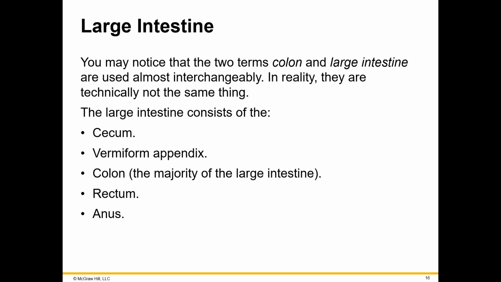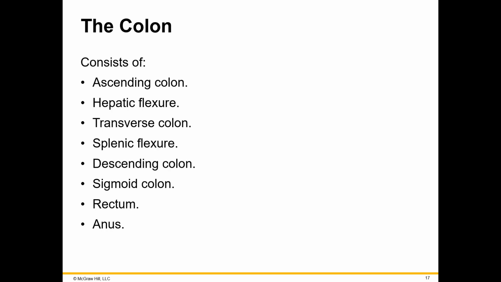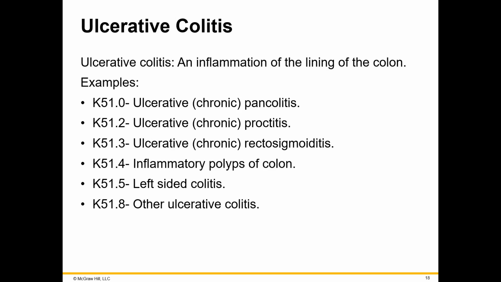Large intestine. You may notice that the two terms colon and large intestine are used almost interchangeably. In reality, they are technically not the same thing. The large intestine consists of the cecum, the vermiform appendix, the colon, which is the majority of the large intestine, the rectum, and the anus. The colon consists of ascending colon, hepatic flexure, transverse colon, splenic flexure, descending colon, sigmoid colon, rectum, and anus.